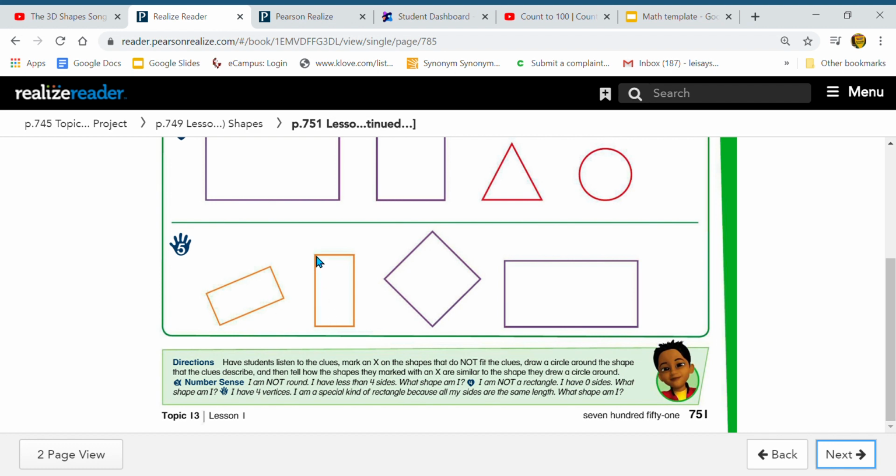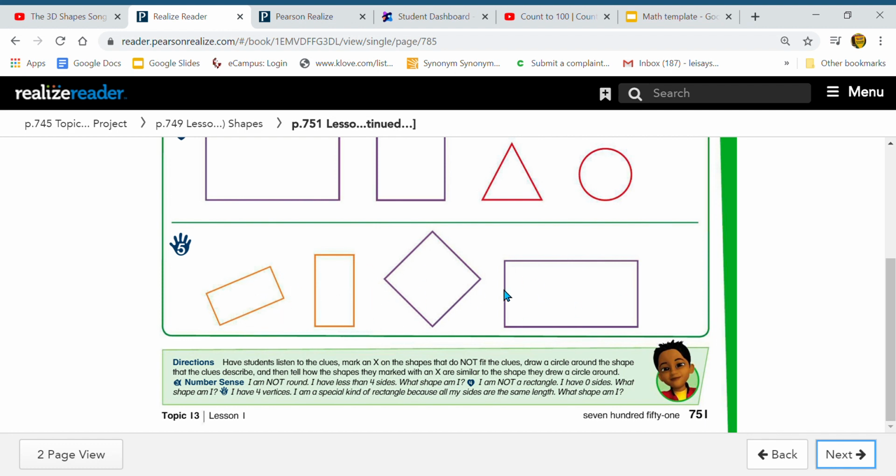All right, let's check this one. 1, 2, 3, 4. So it could be that one. Let's count the vertices or corners on this one. 1, 2, 3, 4. Oh man, it could be this one too. And let's count the last one. 1, 2, 3, 4. That one has 4 vertices too, so it could be any of these shapes. They're all in the running, right?